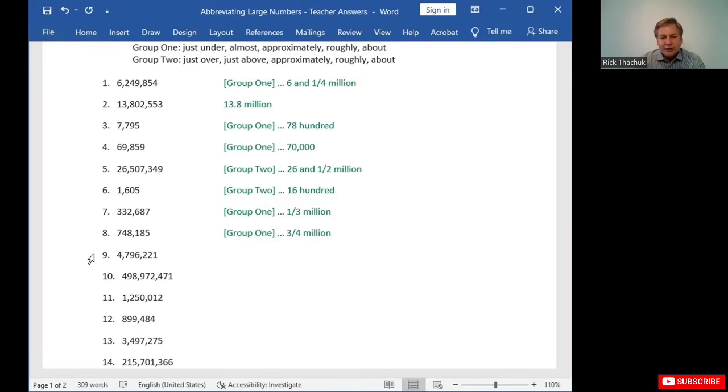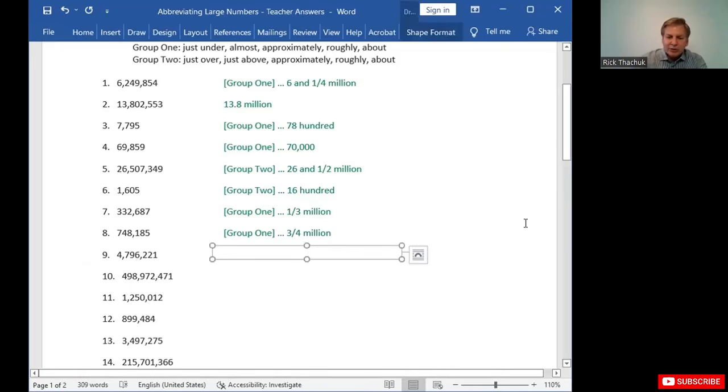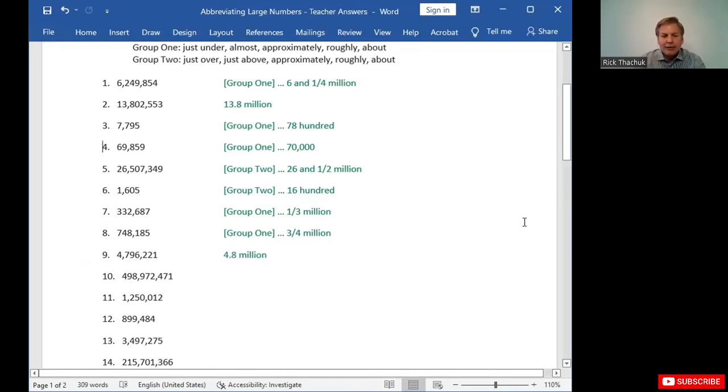This next one, 4,796,221. Well, that's not really close to 4 million or 5 million. It's not that close to a fraction. I think the best strategy is to change the units to millions and take it to one decimal. So that number then I would refer to as 4.8 million.